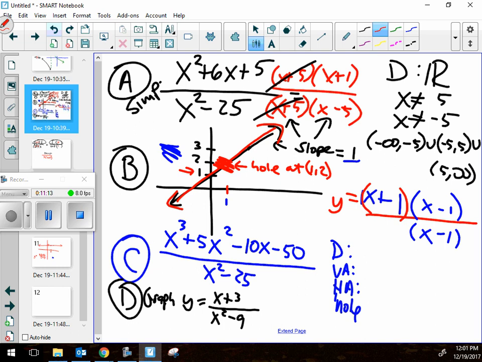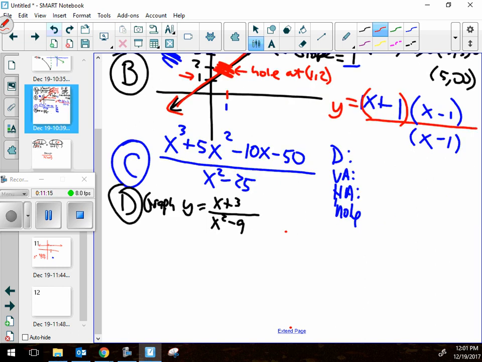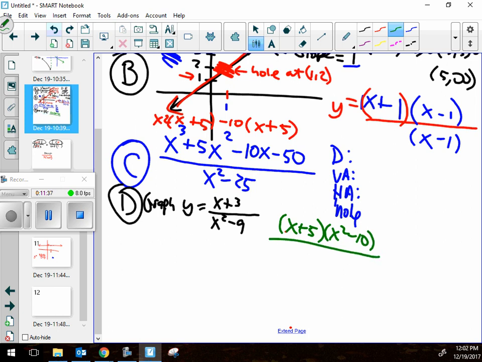Part C factors, and if you can factor it, you should. So we factor out the x squared, and we get x plus 5. We factor out the negative 10, and we get x plus 5. Final version of it factored would go like this. X plus 5 on top, and then an x squared minus 10. On the bottom, x plus 5 and x minus 5. Then those cancel. That tells me there's a hole there at negative 5 comma something.